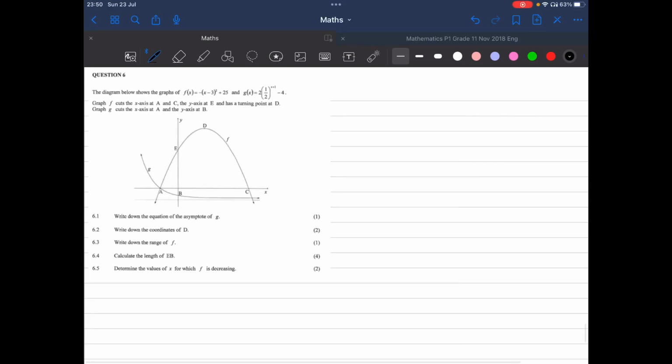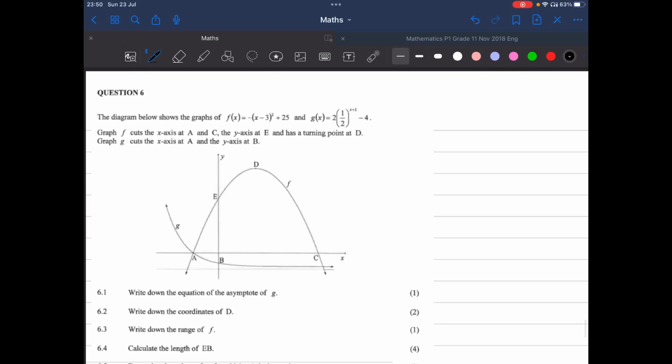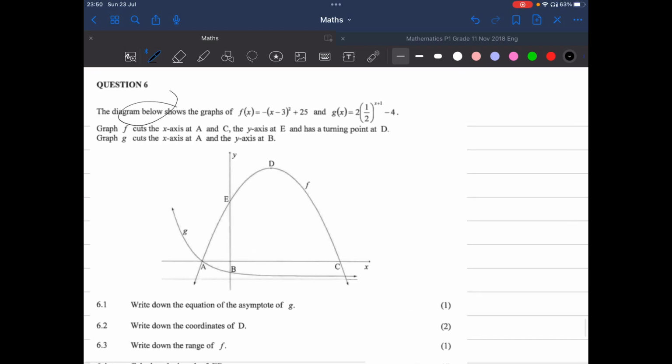Okay, we're now looking at question 6, which is a continuation of functions. The question says, the diagram below shows the graph of f(x) = -(x - 3)^2 + 25. Okay, so that's our parabola here. And g(x) = 2(1/2)^(x+1) - 4. Okay, that's our exponential graph there.